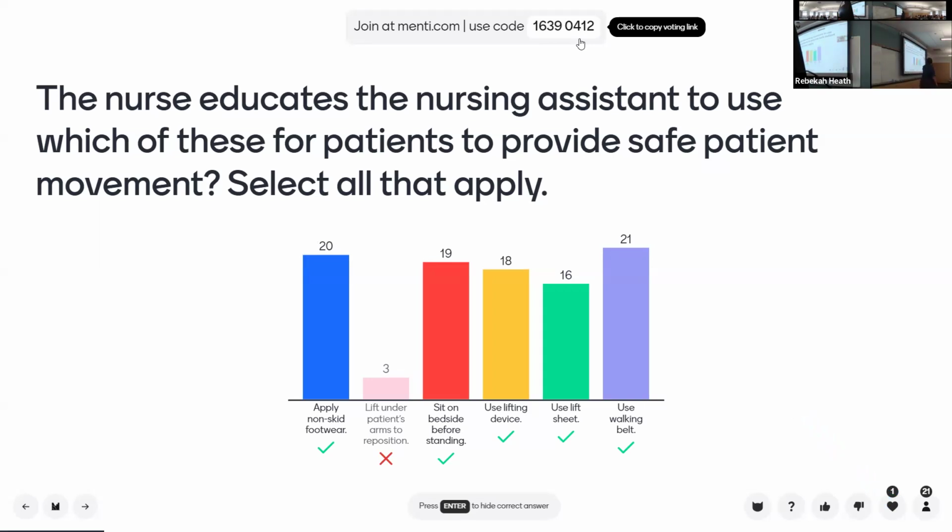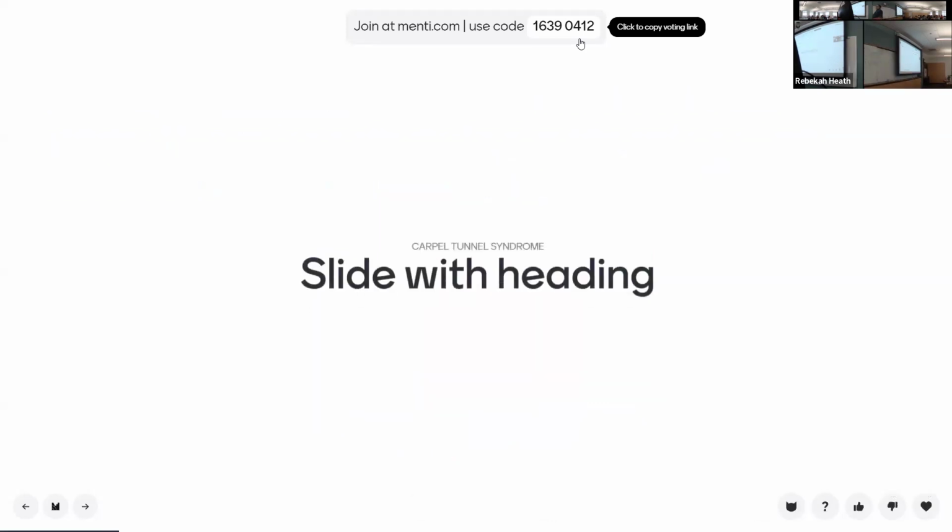A lift device is always good. Lift sheet. So that's just having some sort of usually big flat sheet folded underneath the patient, used to move them up in bed. And then a walking belt or a gait belt is another term for that. Those are really helpful in keeping patients safe.